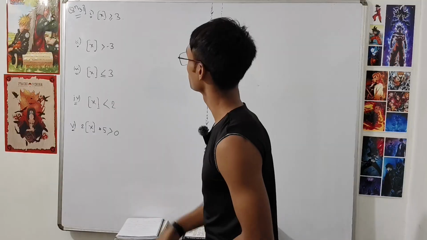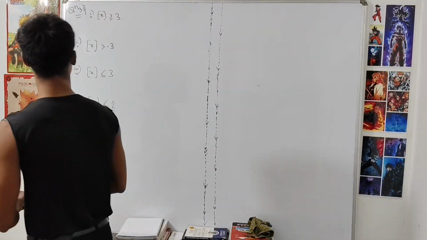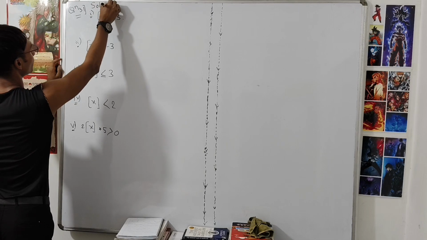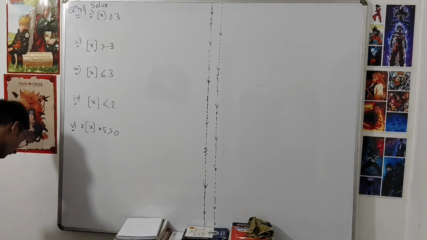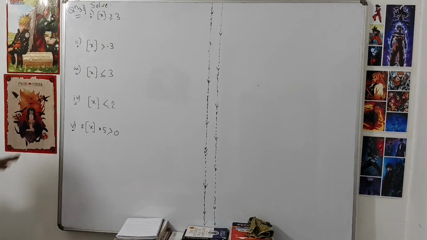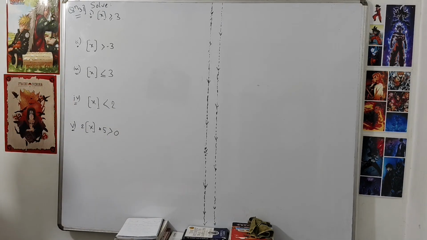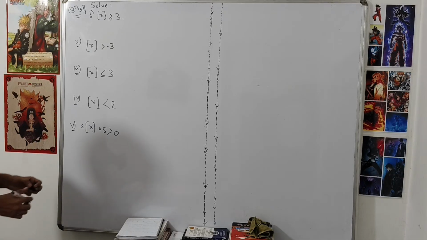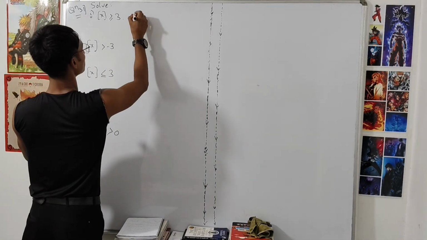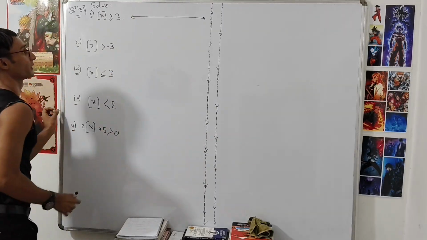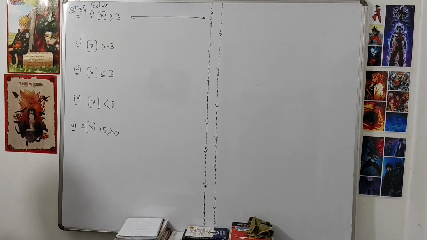So question number 31. First, box of x, you need to just solve actually, okay? You need to just find the value of x, the range, the domain of x, in the first case, second case, third case, okay? So from the first one, box x is greater than or equal to 3, okay? In this type of problems, you just need to draw a number line.